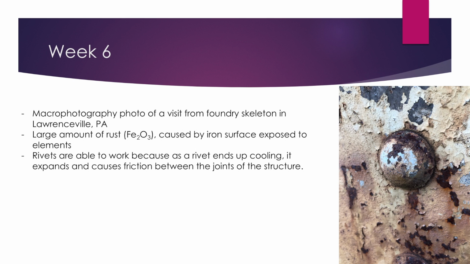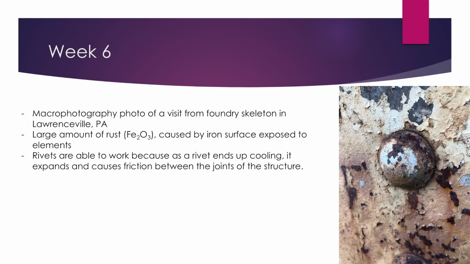For week 6, it was macro photography, and this was really my favorite picture that I took. It's a picture of a rivet from a foundry skeleton in Lawrenceville, PA. One thing about this rivet is that there's a lot of rust, also known as iron oxide, Fe2O3. It's caused by an iron surface, in this case the rivet obviously, being exposed to the elements, so your wind, your rain, your snow, your hail, stuff like that. What it does is loosen the structural integrity of the iron itself, and it also flakes the paint.